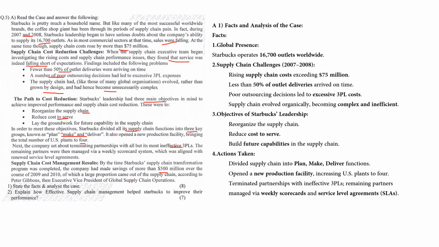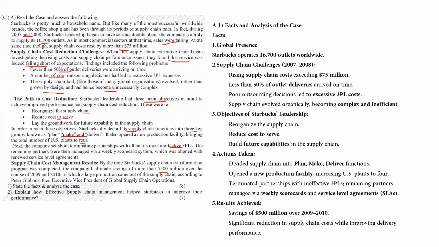These were the objectives. And then the action plan, what they had taken up. It was given that they divided the supply chain into plan, make, and deliver functions, opened a new production facility, terminated partnership with 3PLs, and the remaining were managed via weekly scorecard and service level agreements. And lastly, what happened after doing this? Savings of $500 million over 2009 and 10, significant reduction in supply chain costs while improving delivery performance.